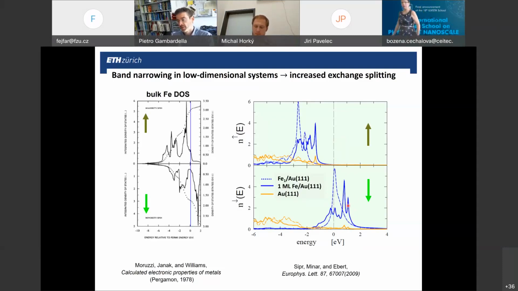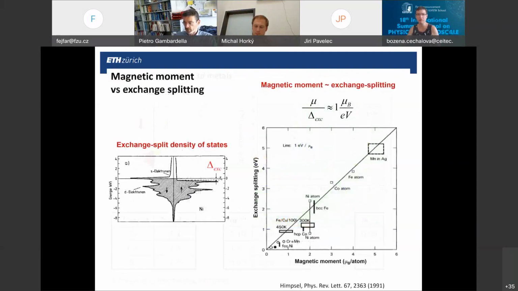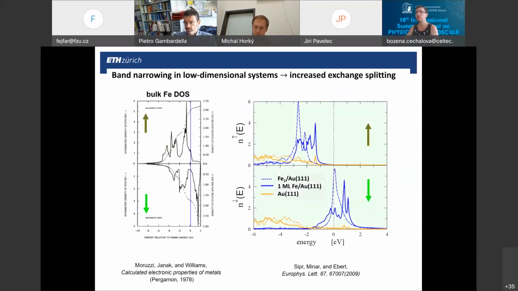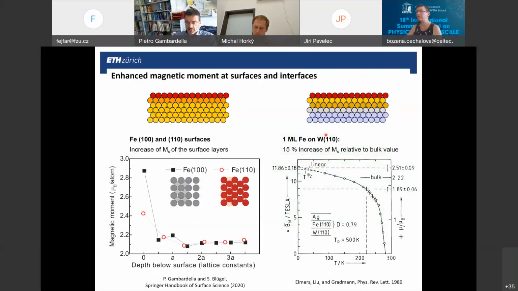So we expect stronger magnetic moments in systems with reduced dimensionality, and in fact this is also what we expect from this simple plot here. So we expect to be somewhere in between these two curves. And indeed, this is reflected both by calculations and measurements.